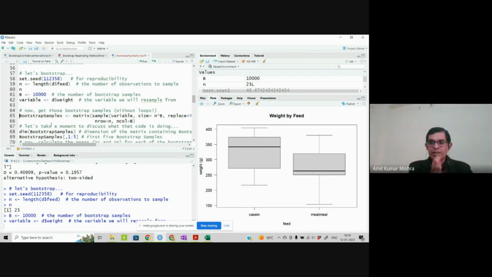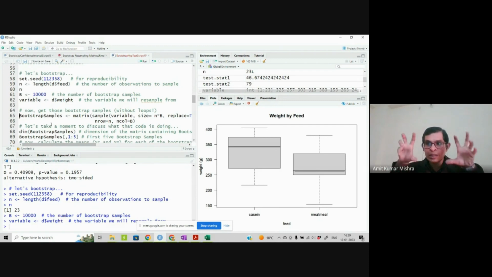See what happens actually. When you generate the first sample, you will have 23 observations. When you generate the second sample, you will have 23 observations. When you generate the third sample, you will have 23 observations. You are actually generating 10,000 samples. So you will have a 23 by 10,000 matrix which contains the data. So I am going to write it in terms of a matrix.